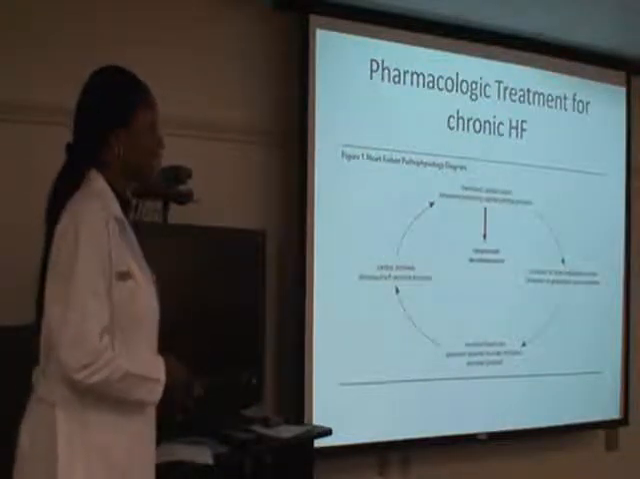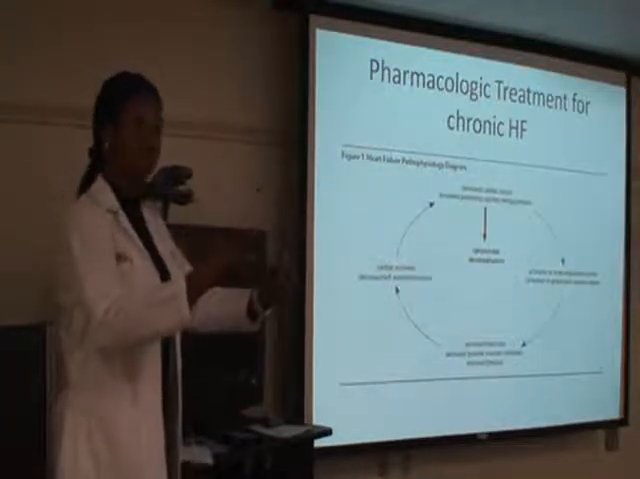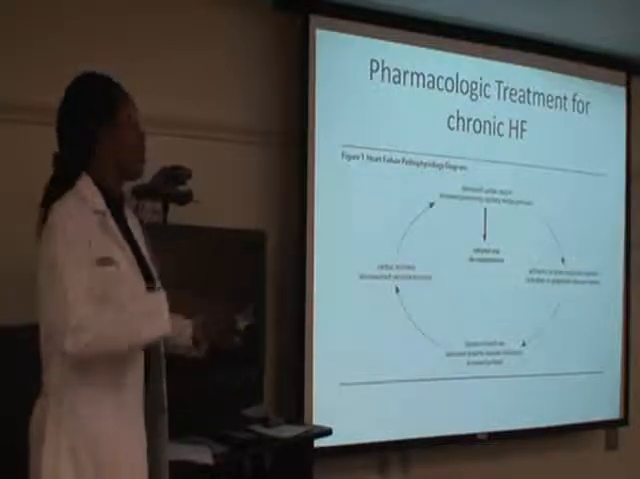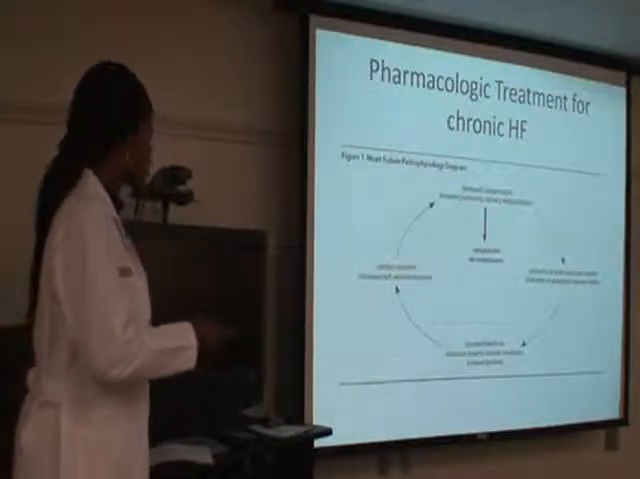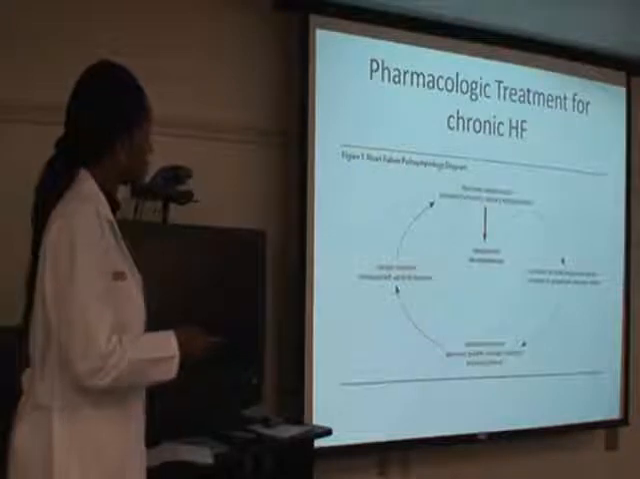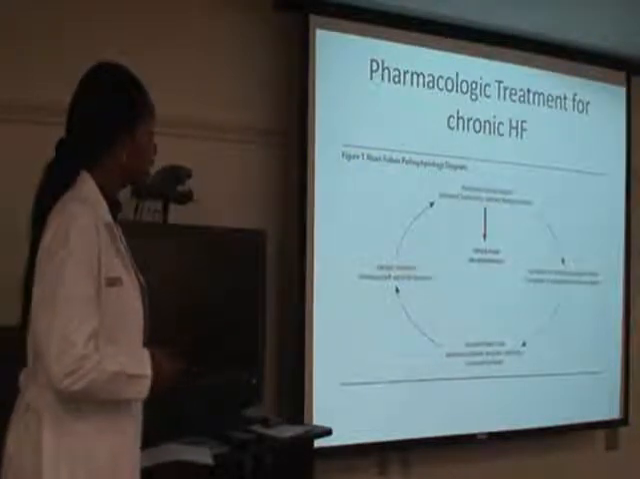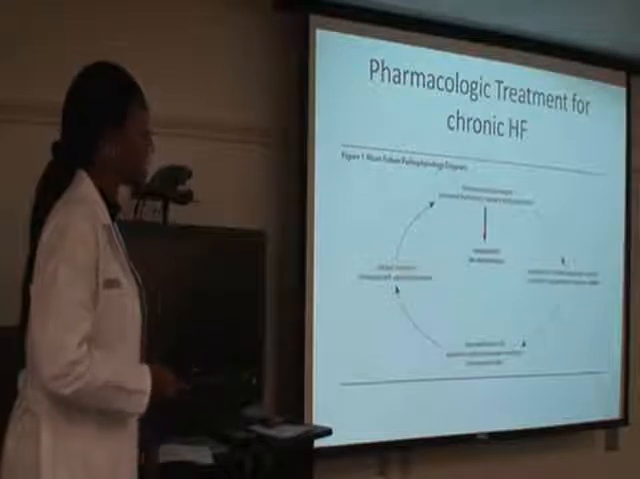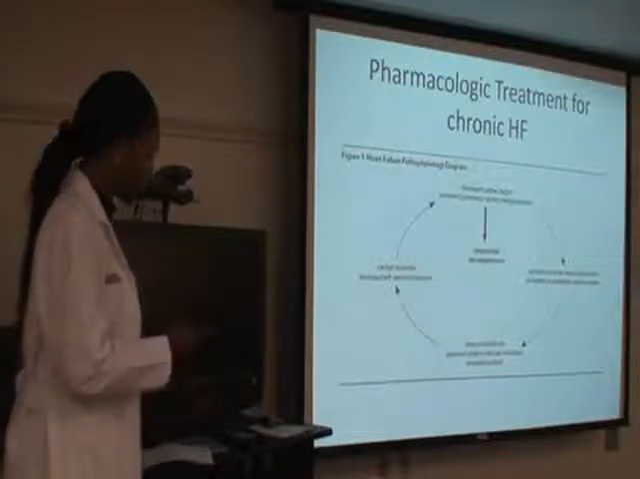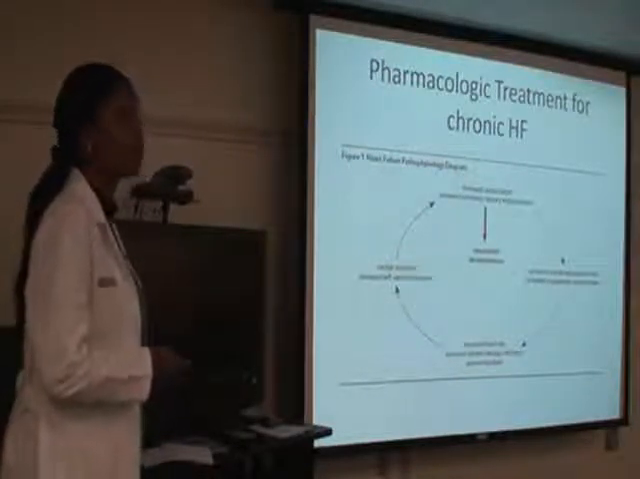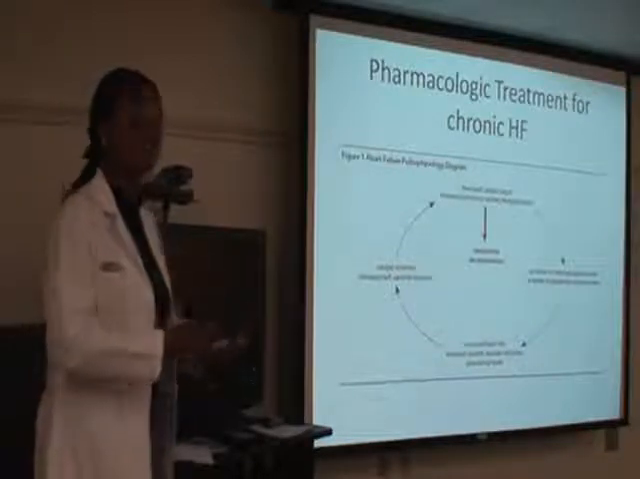The sympathetic nervous system will cause vasoconstriction, so you get increased heart rate. With the renin-angiotensin system and the sympathetic nervous system, you're going to get increased heart rates, you're going to get increased systemic vascular resistance, and that's from vasoconstriction. And you're also going to get increased preload, and that's from the sodium and water retention.